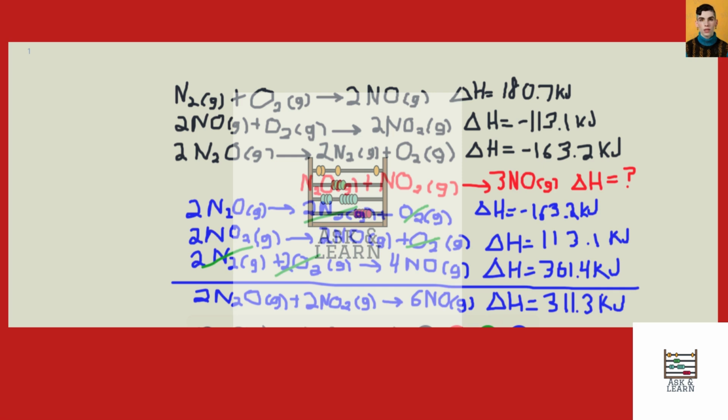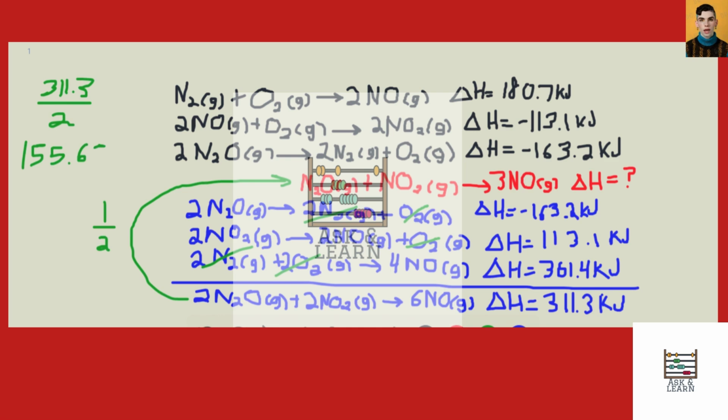The reason is that we need to simplify this. So we have to divide everything by 2, which will give us this equation. When we divide everything by 2, we also have to divide delta H by 2. So 311.3 divided by 2 gives us 155.65 kilojoules.